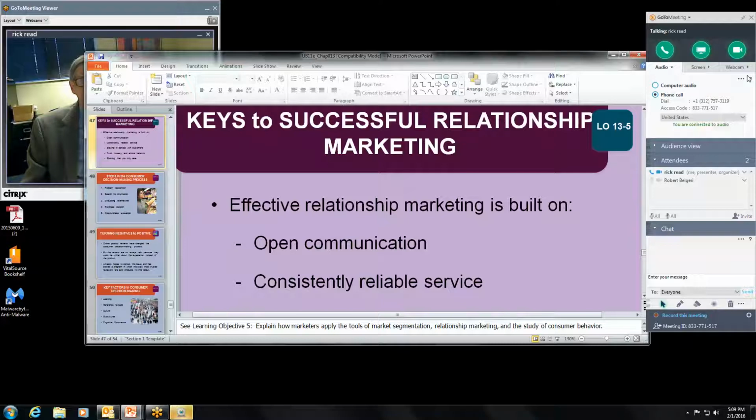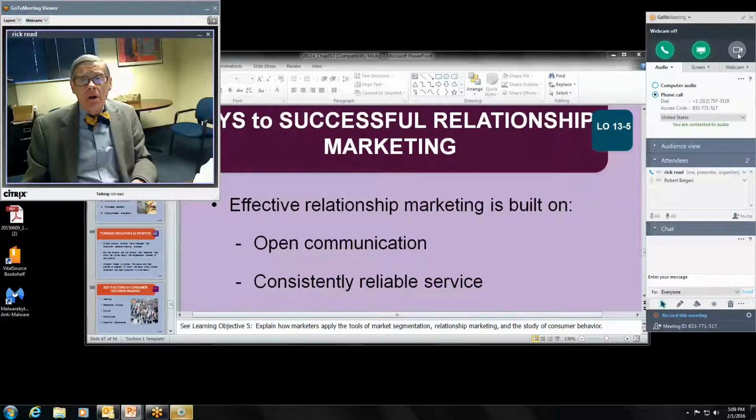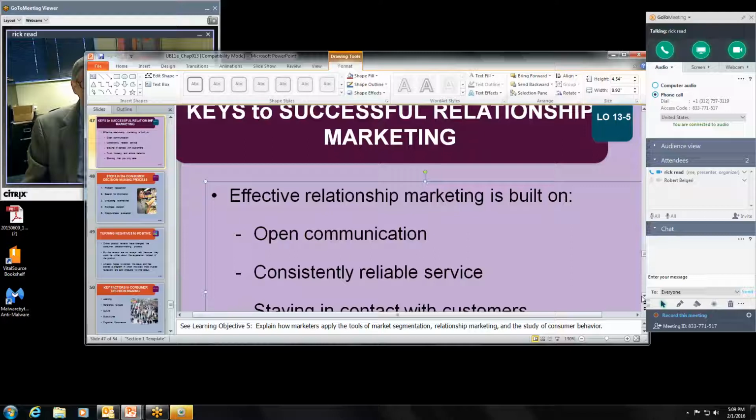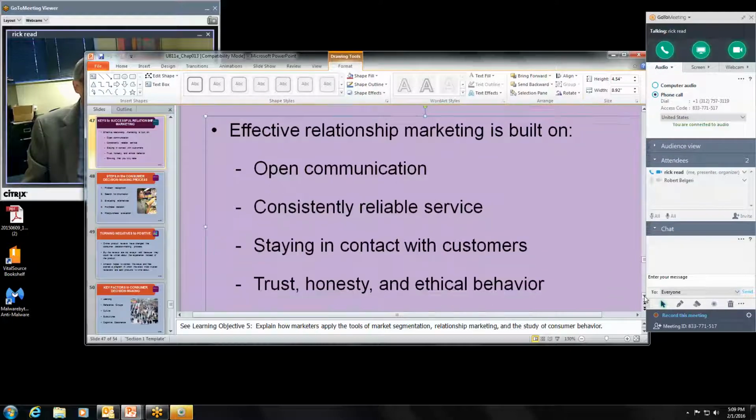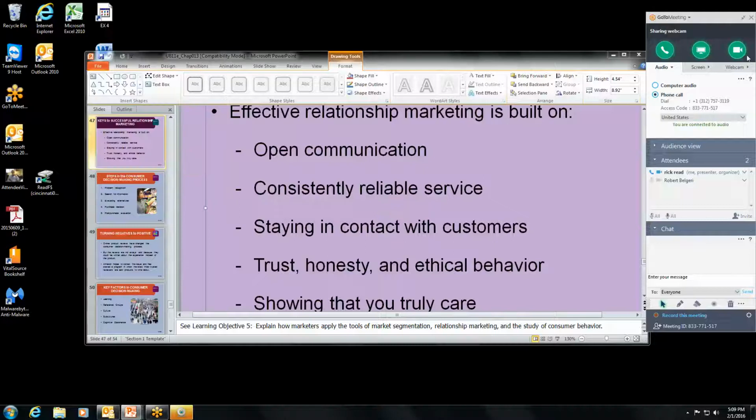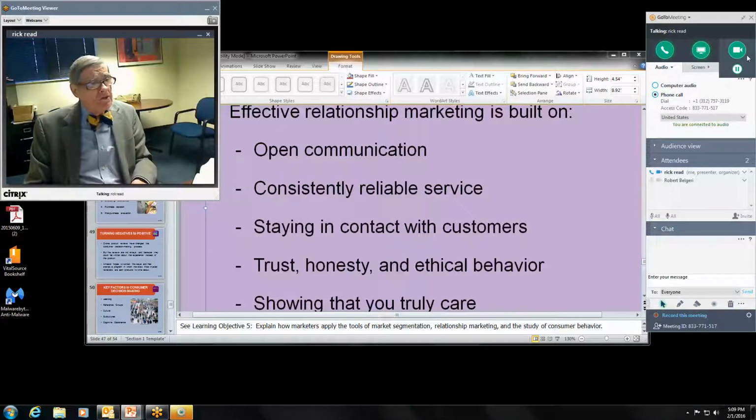Keys to successful relationship marketing. We kind of touched on this before. A couple of things here that I like to talk about, and I'm not going to go over all of them, but reliable service, trust, honesty, and ethical behavior. And then finally, the one I have talked about before, showing you care. That's appreciation. And that's a genuine thing, and you can't fake that.